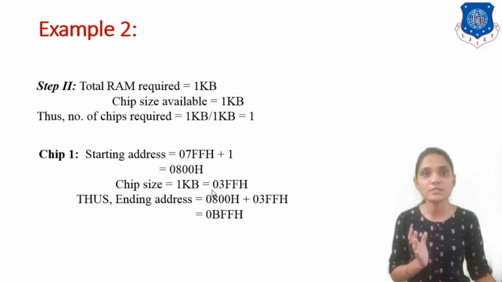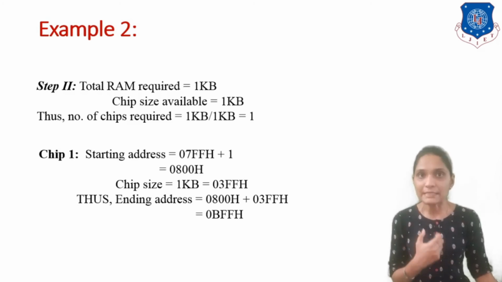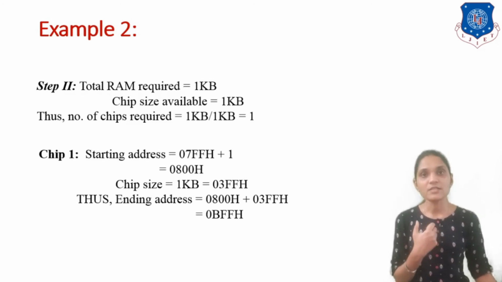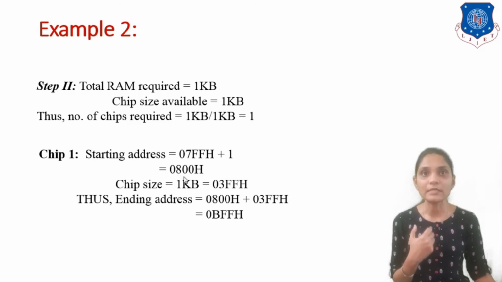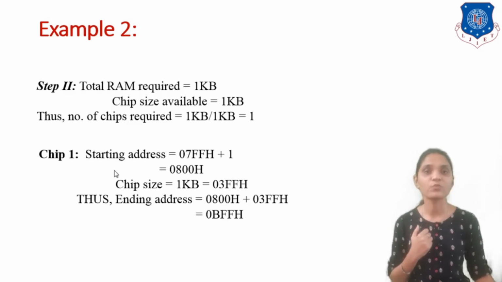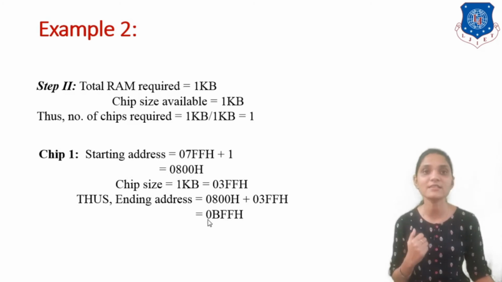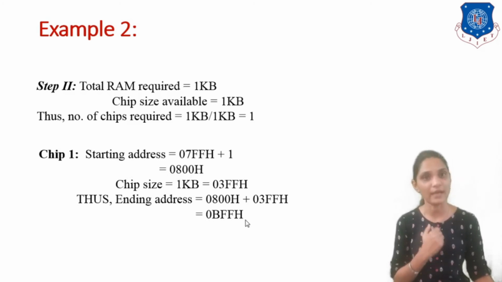And the size of this chip is 1 kilobyte, so the size is like 03FF hex. To get the ending address, we have to add this 0800 plus 03FF hex. So I will get 0BFF hex. Okay, so for this chip 1 of RAM, I will have starting address as 0800 hex and ending address as 0BFF hex.